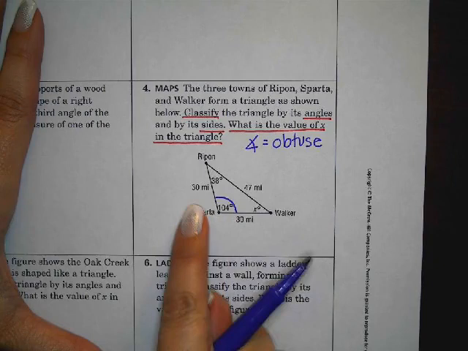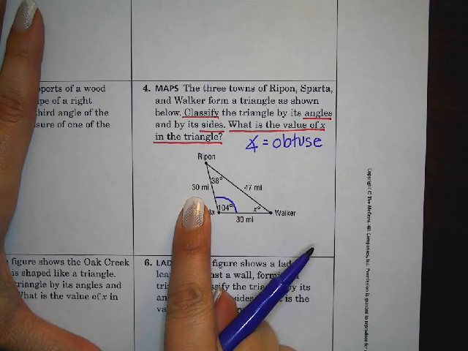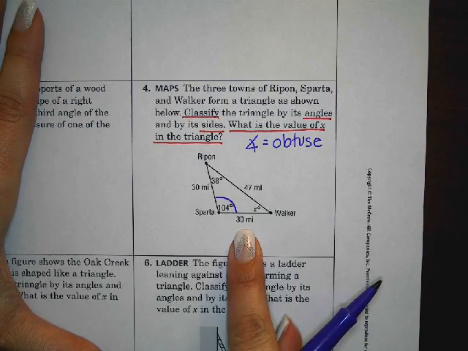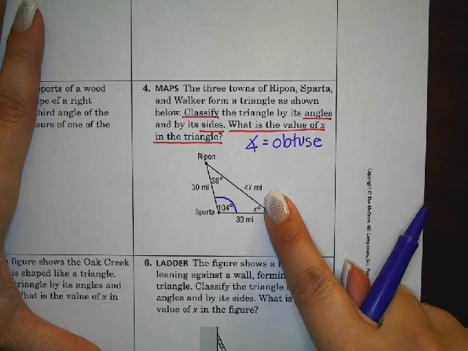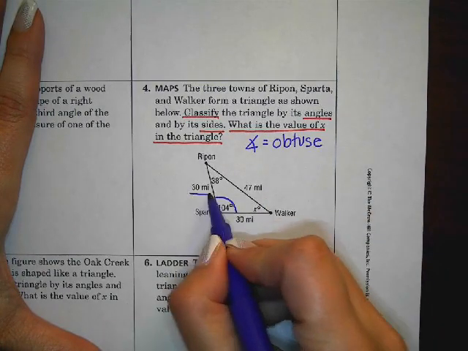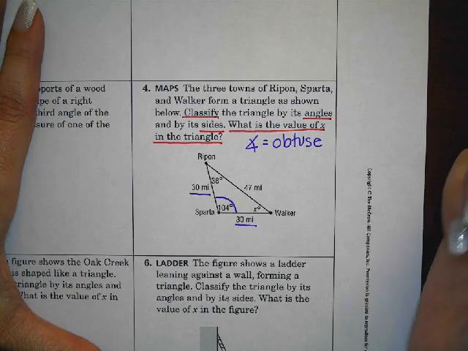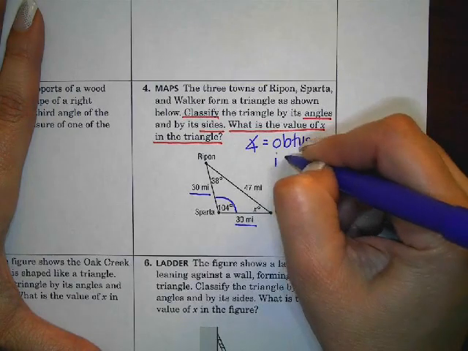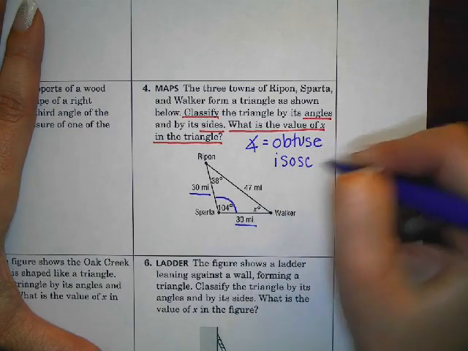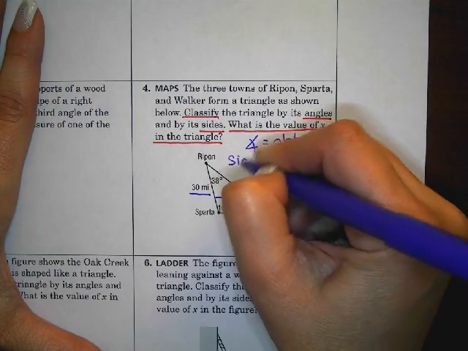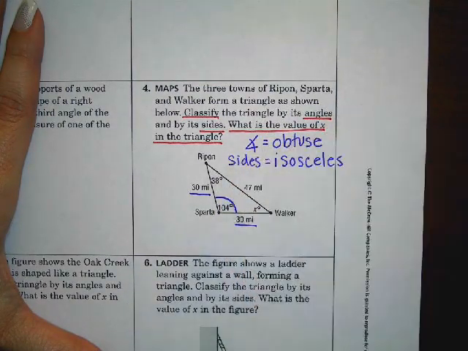Looking at the sides, we know that we have a 30-mile section over here. We have another 30 miles and we have 47 miles. So we have 2 sides that are the same. So when we have 2 sides that are the same, we have an isosceles triangle. So we know that this triangle has to be isosceles by its sides. So now we have the classification down.